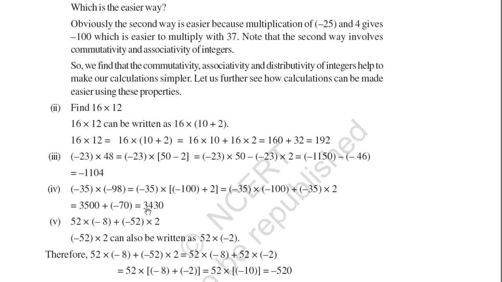Here also the same thing. When it is like this, you can write, sorry, it is 52 into minus 8 plus minus 52 into 2. So you can take 52 common because 52 is common. So minus 52 into 2 can also be written as 52 into minus 2. So you can see here it is written like this, and you can get the answer very easily, minus 520.